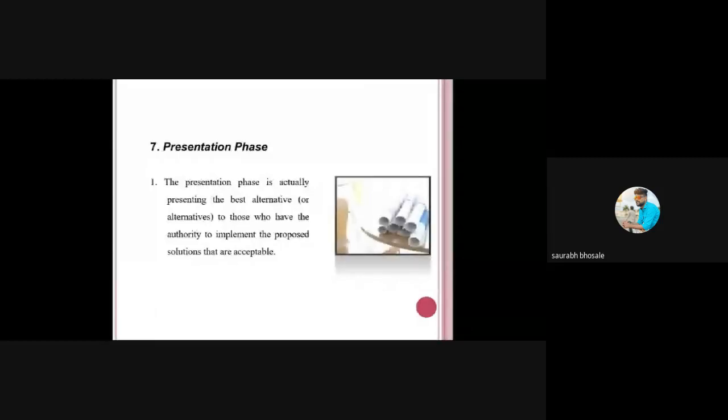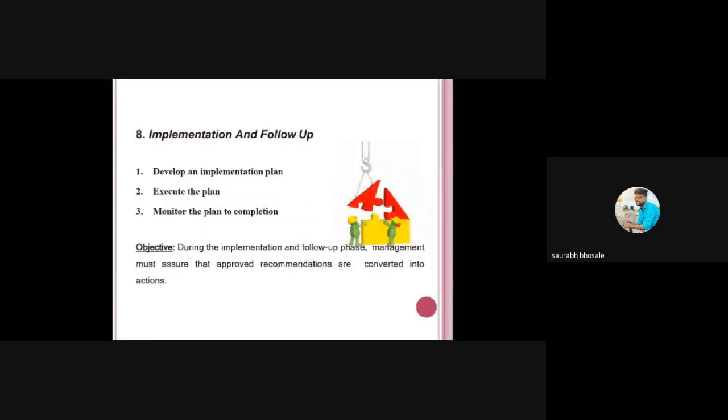So the presentation phase is actually presenting the best alternative or alternatives to those who have the authority to implement the proposed solution that are acceptable. Getting everyone? What is meant by presentation phase? Then the last one is the implementation phase. Okay, so the implementation phase, first, in that we have discussed just now.